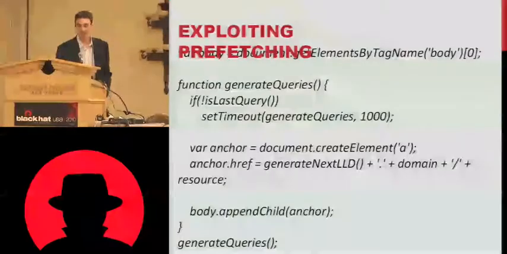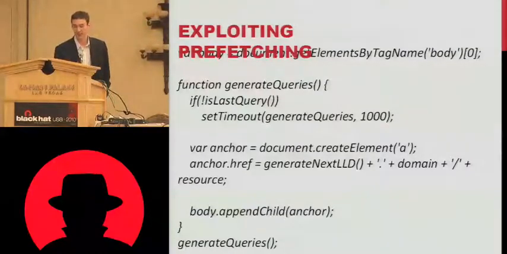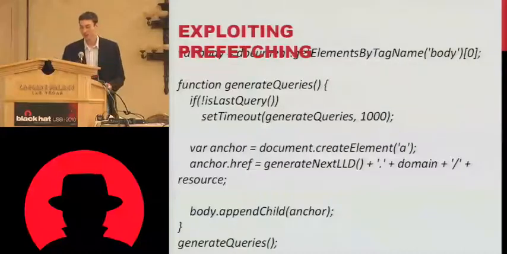You test to see if it's the last query. If it isn't, you call set timeout, generate queries again, which is going to recall this function a second later, just as a way to time it out a little bit. Then it's going to go down, create the anchor element, then set the href to the next necessary LLD, the next piece of data you want to exfiltrate. Then you set it to the domain you control, and then give it any random resource. It really doesn't matter. Then when you append it to the body, that's going to send out your DNS request.